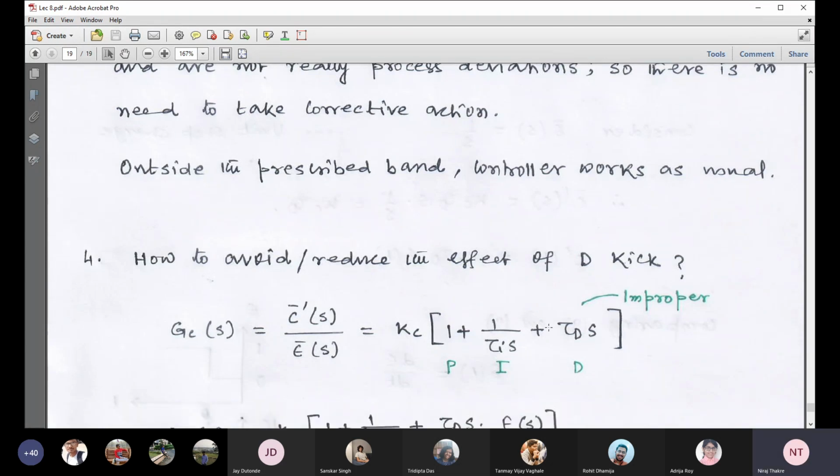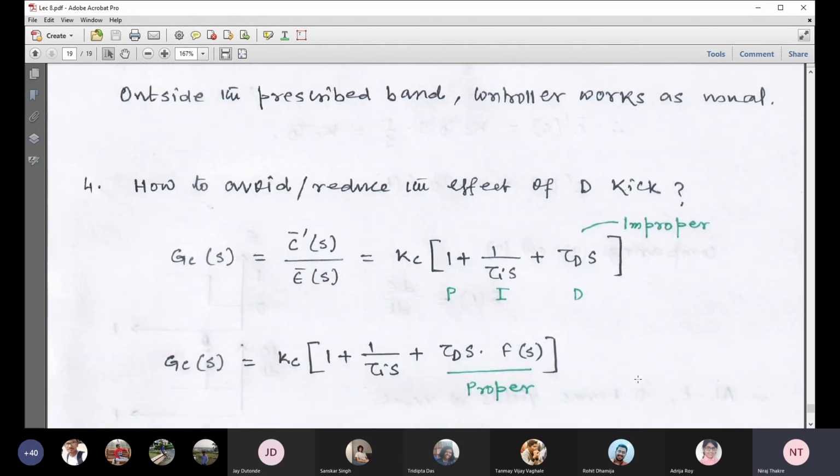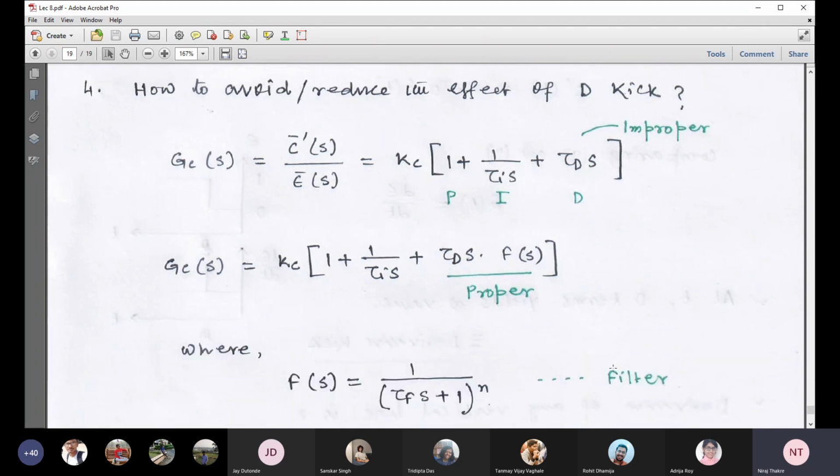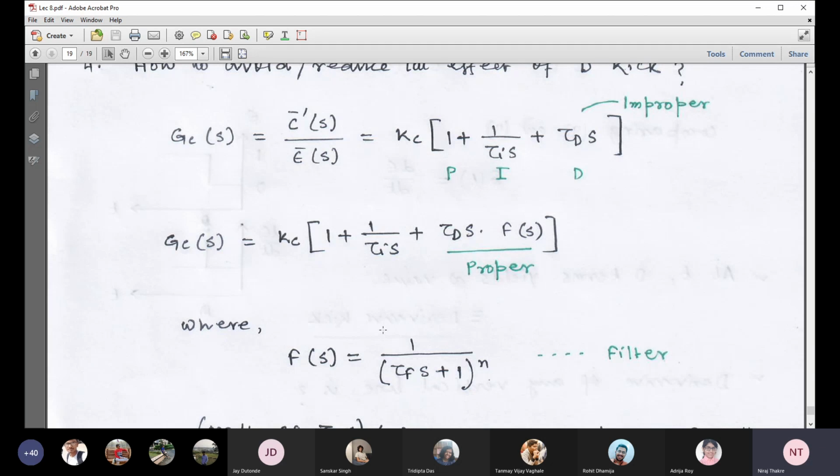Okay, so you are understanding why this tau d s is creating a problem. So how can we make it proper? We just multiply one filter, capital F. To make the derivative term proper, we multiplied here one filter, you see F, and this F has this transfer function.